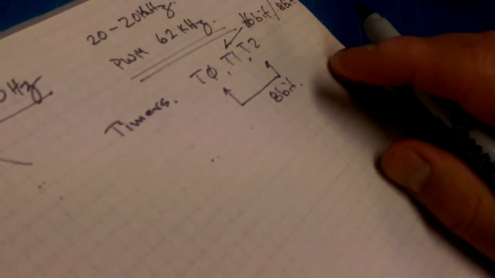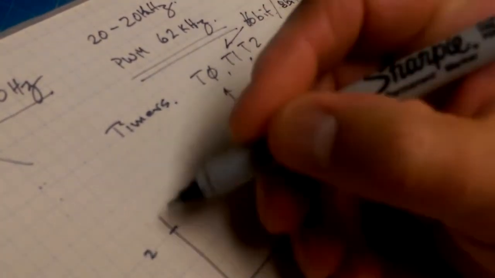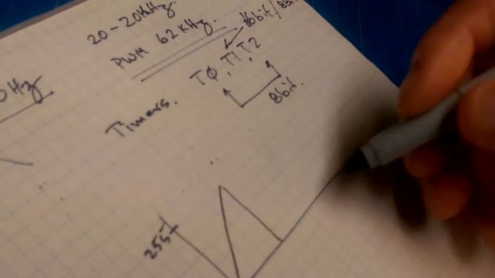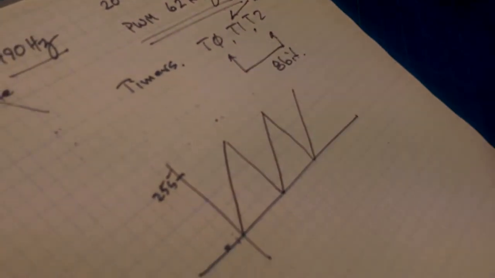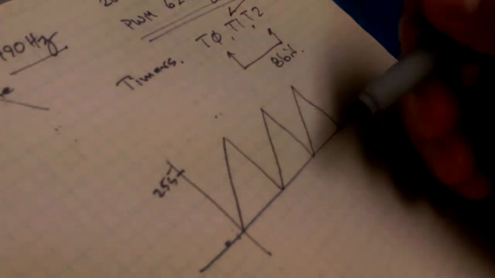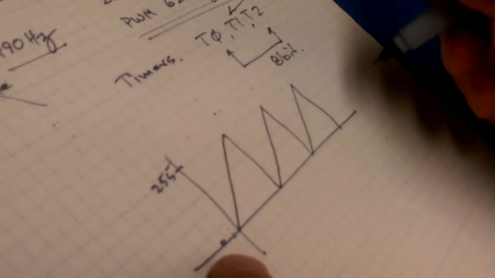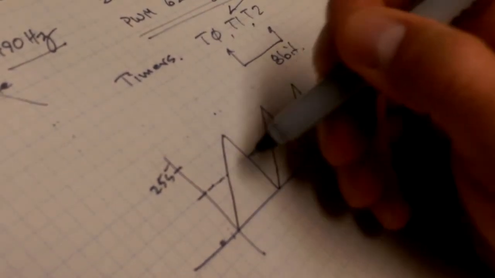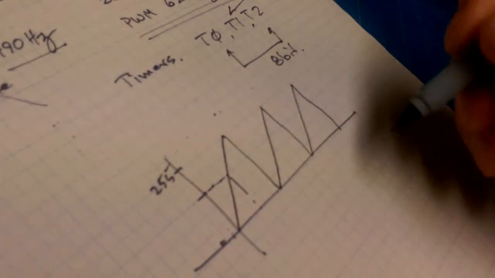And the way they work is pretty straightforward. They count from 0 to 255, and then they go back down to 0, just like that. They also have a nice feature. You can set a register, and when the timer hits the value in that register, it will send a signal.